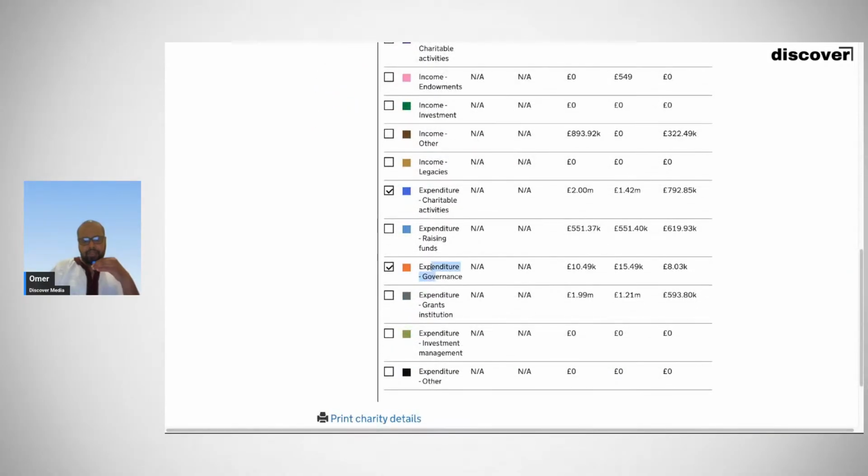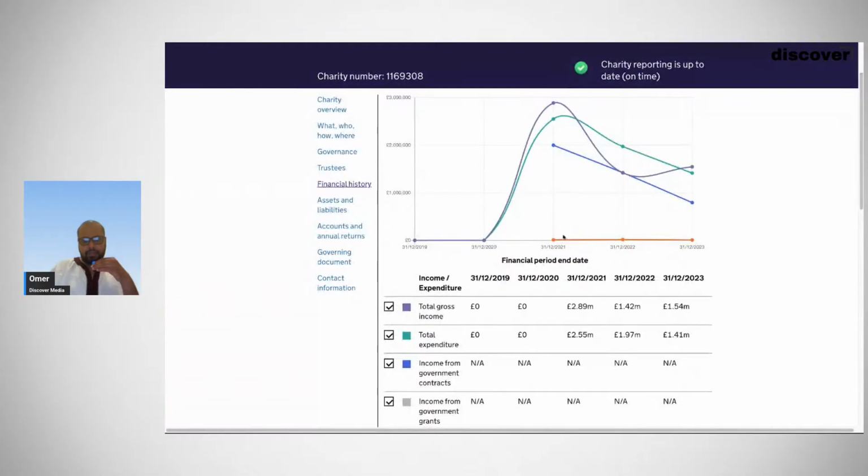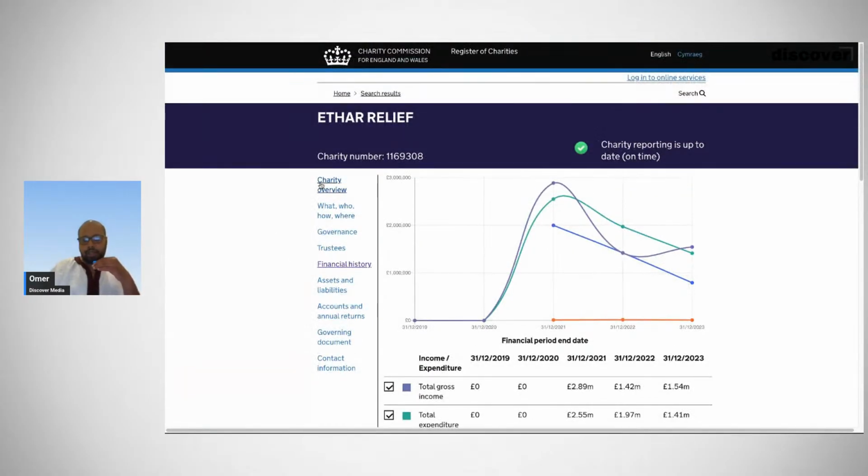Mean expenditure and governance. No, it means something. This means something. Okay. So remember, in 2021 they were on £2 million. Now they are on 790. You know what that tells you? That tells you that's more than 50%.